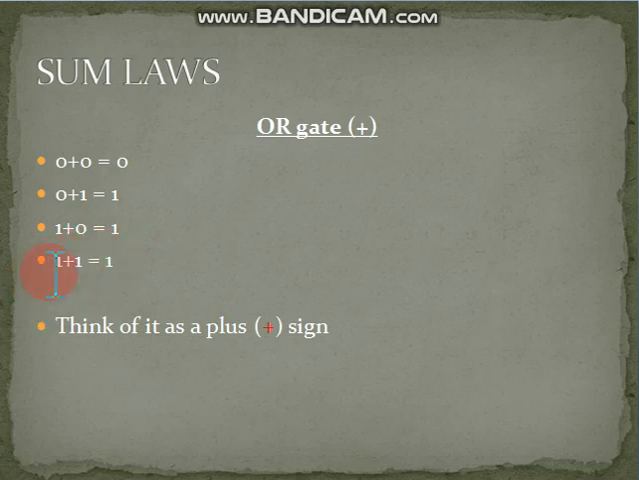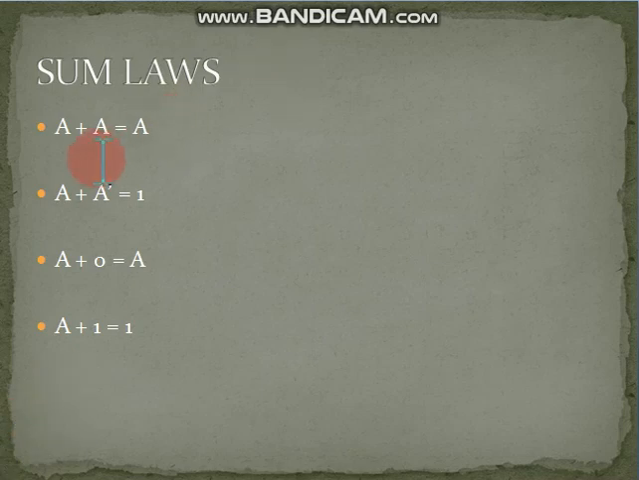You should just know the difference is just here: 1 plus 1 is going to be 1. So these are actually the laws of Boolean algebra in numbers. Now let's go to letters. We're still on the sum laws. When we do A plus A, it's definitely going to give us A, because like I said, it's the same as 1 plus 1 is equal to 1. And since we're dealing with letters, A plus A is A.